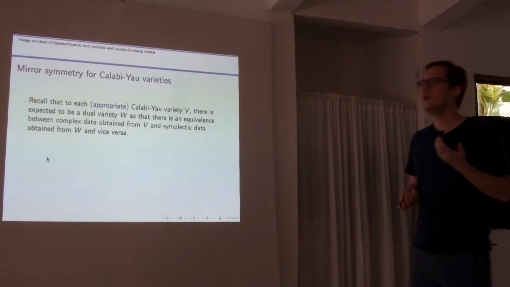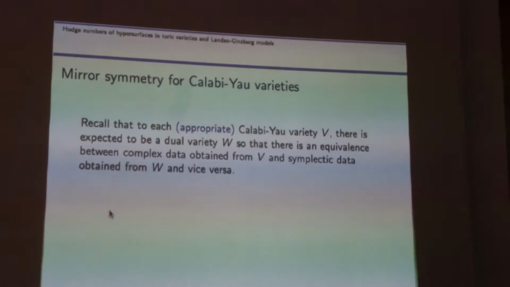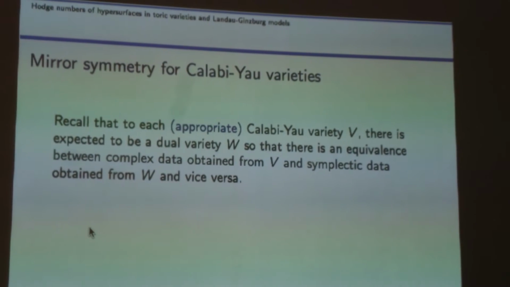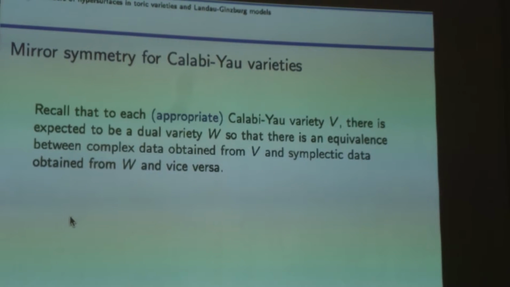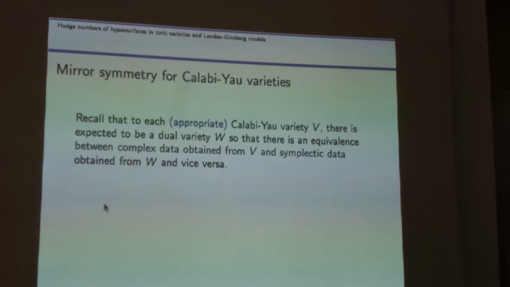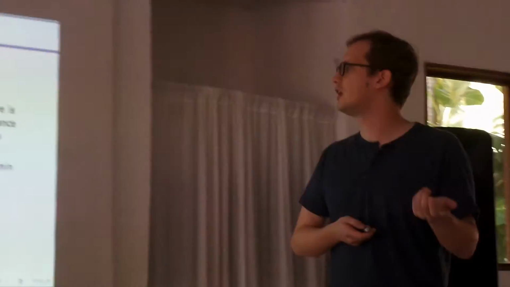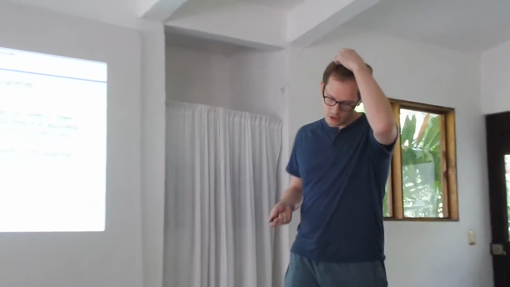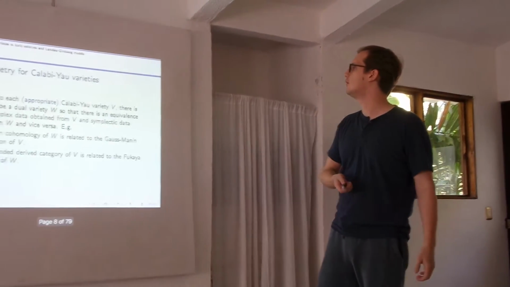Just to recall, for a Calabi-Yau variety V, mirror symmetry predicts that there's a mirror Calabi-Yau variety W. This should be a duality in the sense that it exchanges complex data about one Calabi-Yau variety with symplectic data of the other, and vice versa. As an example, the quantum cohomology of V should be related to the Gauss-Manin connection, or periods, or variation of Hodge structure obtained by deforming its mirror Calabi-Yau variety.